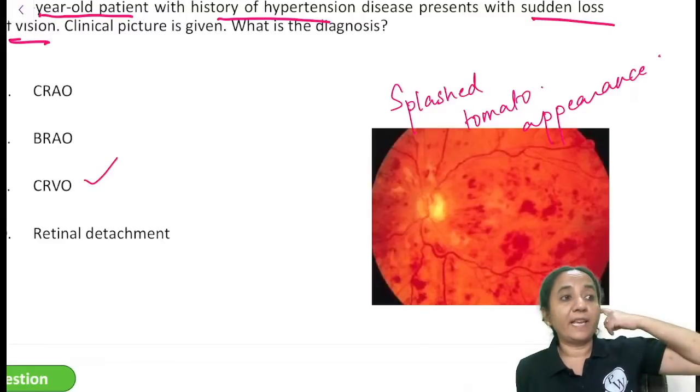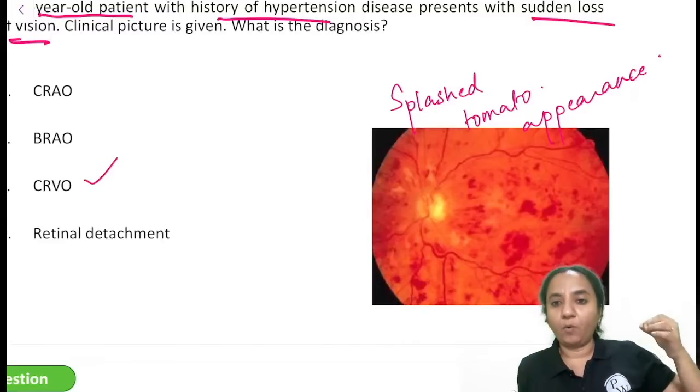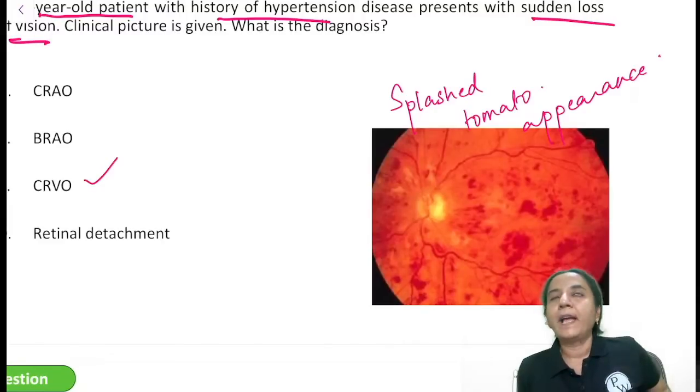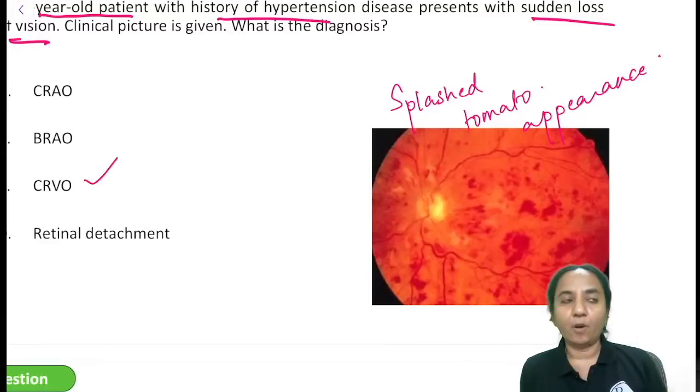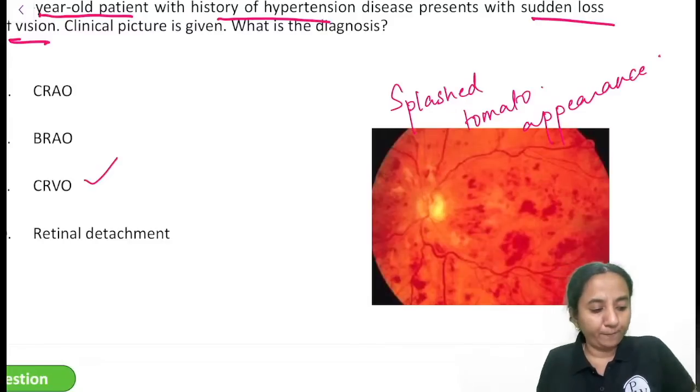So if you have a cherry red spot, that is CRAO, central retinal artery occlusion. And if we have this kind of hemorrhages throughout the fundus, this is splashed tomato appearance, which is CRVO.